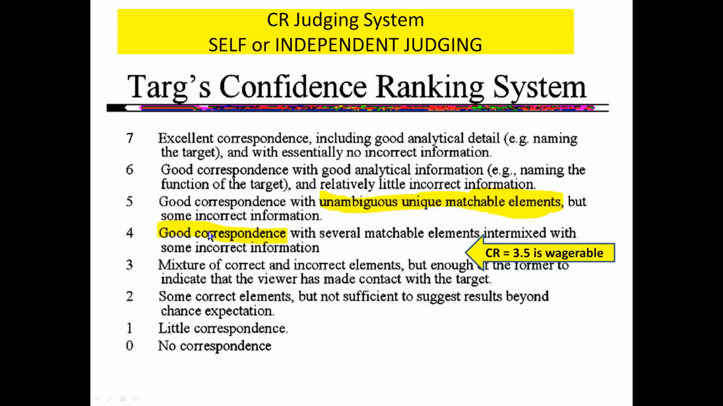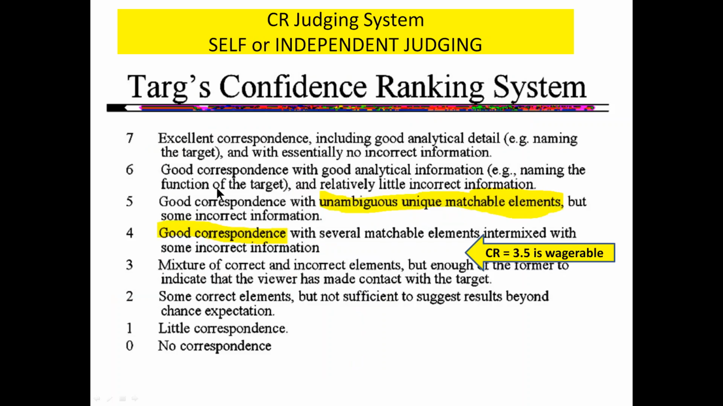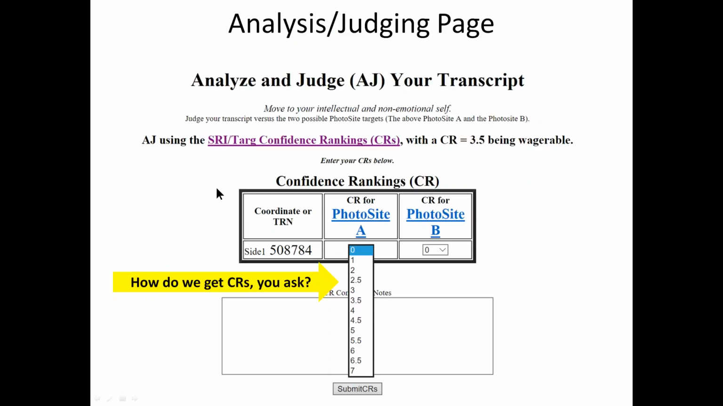We, I think, all know the TARG system here. The 0 to 7, 3.5 being wagerable, but this used all of these words, which actually for a transcript like this would be pretty good. I think it would get us up here, but it'll be interesting to see what this system does. Okay, so this is the page where you would have to put in now the CRs in this system, and we'll be doing this with our prediction. Okay, looks like, oh no, I just went backwards.